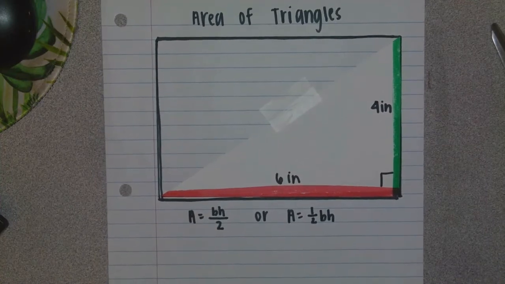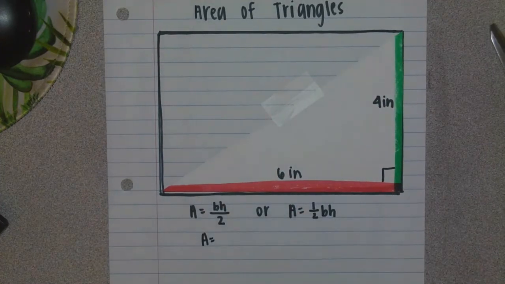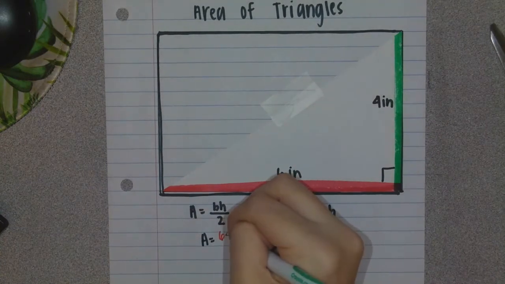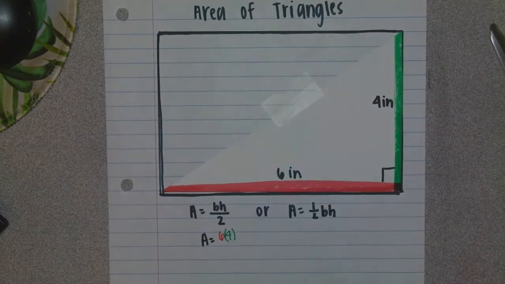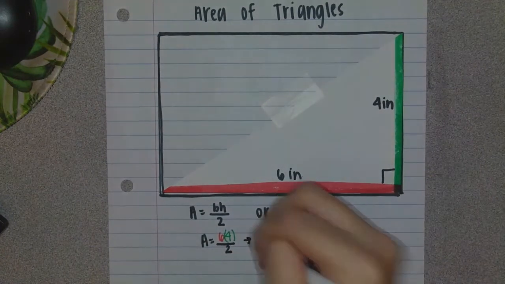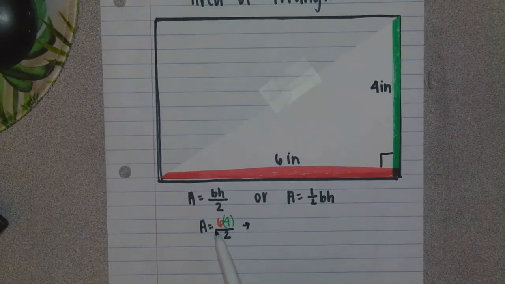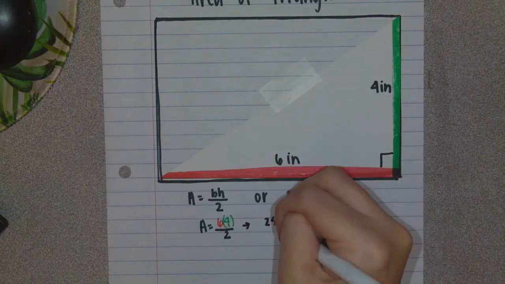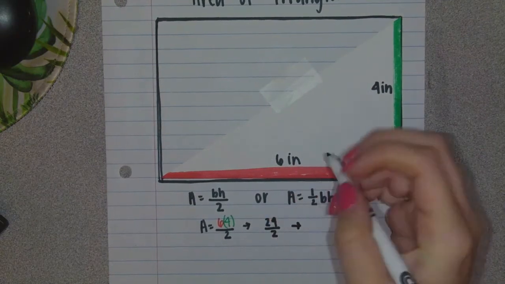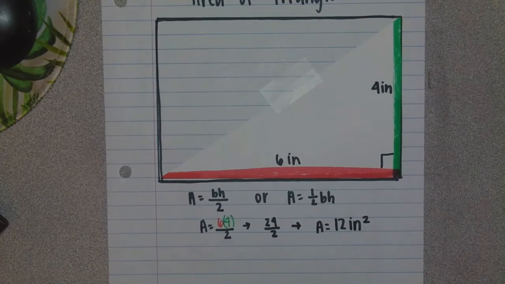So if I were going to do the area of this triangle, I have my formula. I'm going to substitute in what I know. So I know here that my base is 6. My height is 4. Let me put some parentheses around that. And I'm going to divide it all by 2. So first step, because I have to follow order of operations, is multiplication. So 6 times 4 gives me 24, divided by 2 for a final area of 12 inches squared.